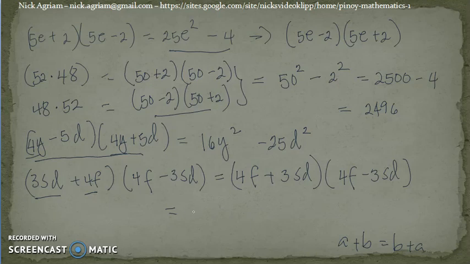Okay, then we have 4 times 4 is 16, f squared. And then we have 3 times 3 is 9, s squared, because it is the square of the last term. And then we have d squared.